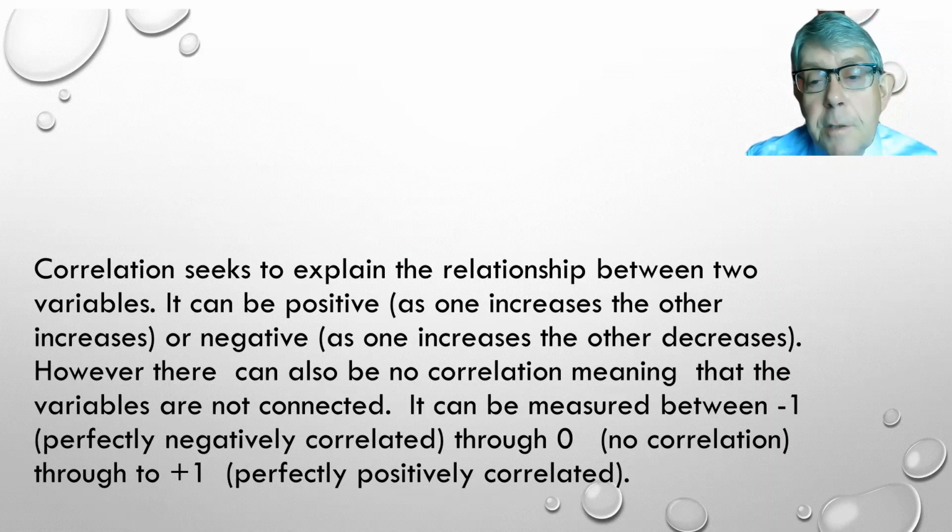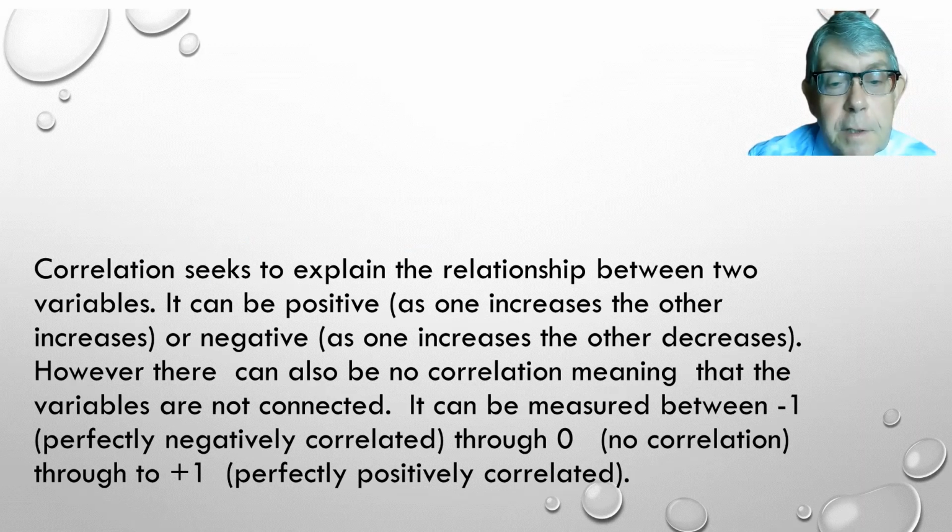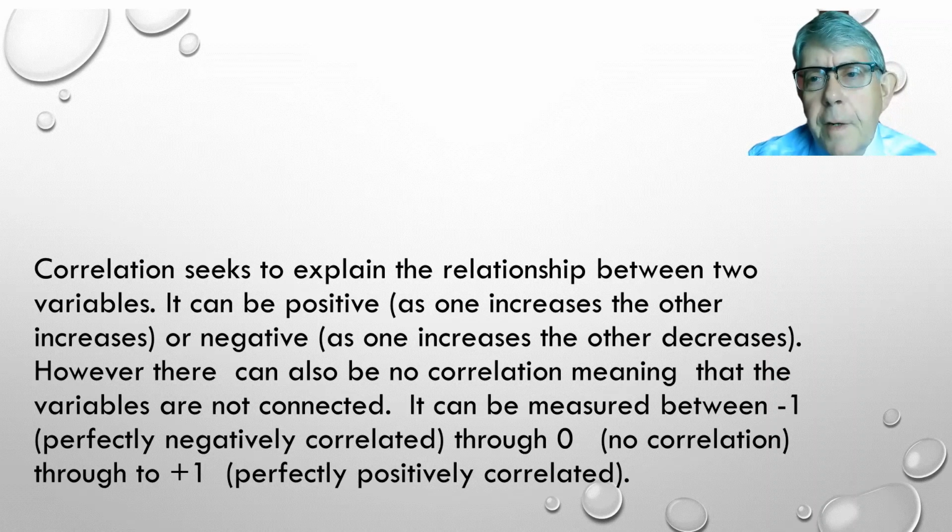It can be measured between -1, which is perfectly negatively correlated, through 0, no correlation, through to +1, which is perfectly positively correlated. This can also be done graphically, where a negative correlation will slope downwards from left to right, whereas a positive correlation will slope upwards from left to right.